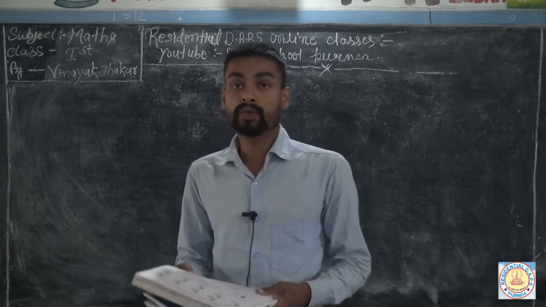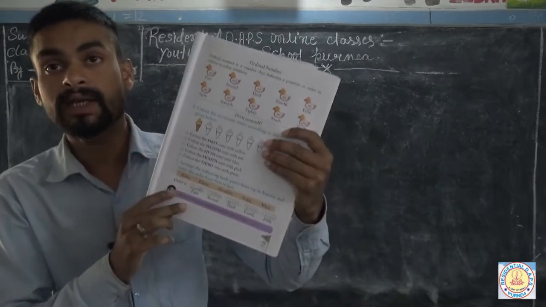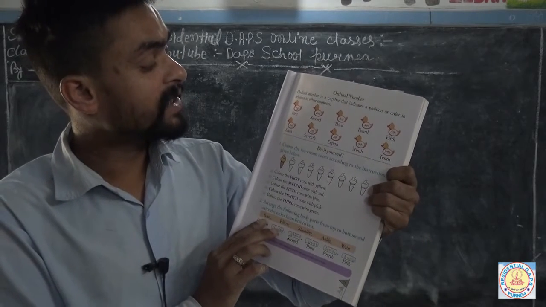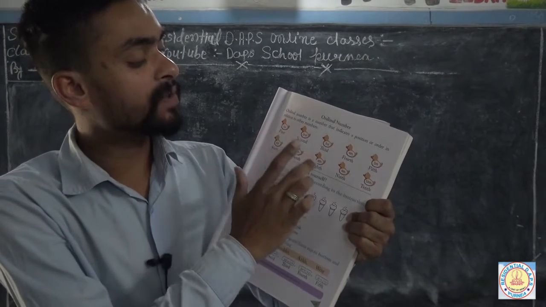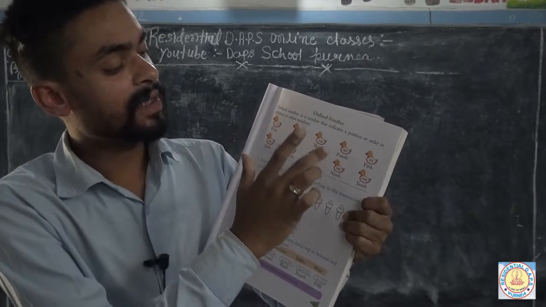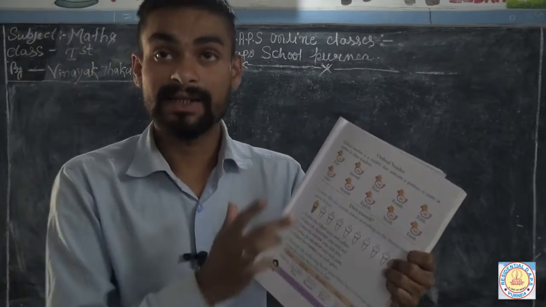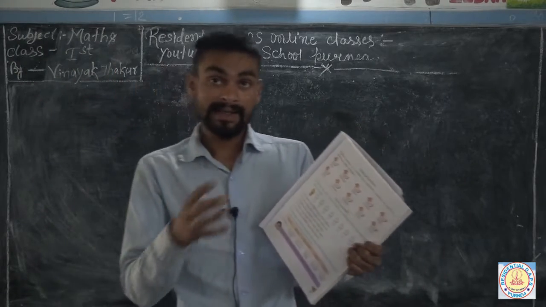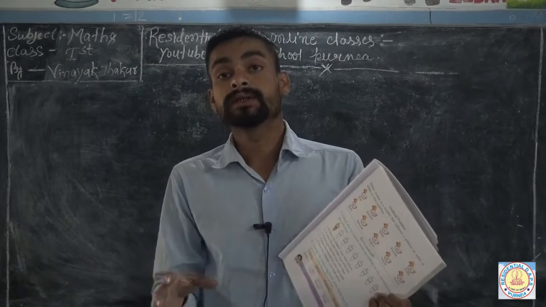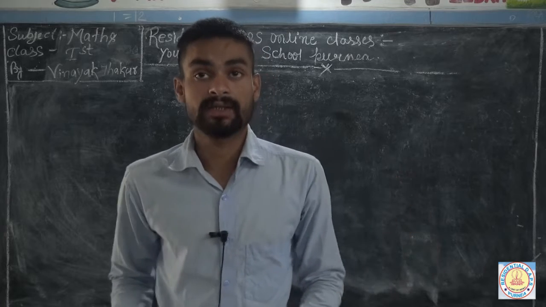At first, look at your page number 23. Guys, look at your page number 23. On this page, you can see how the ordinal numbers are indicated: first, second, third, fourth, fifth, sixth, seventh, eighth, ninth, 10th. On that page, all the numbers are indicated by their positions.